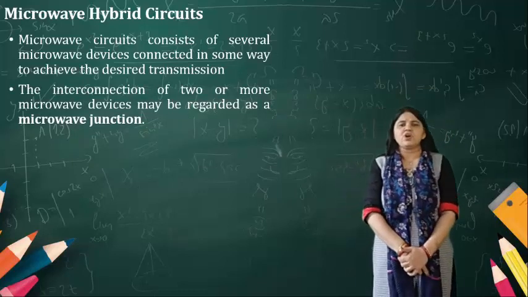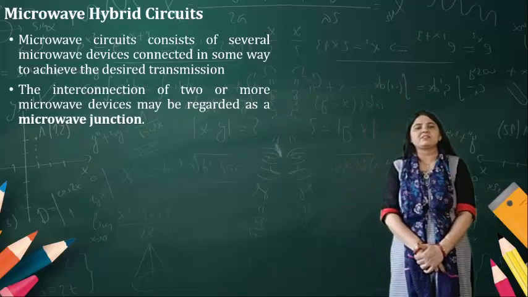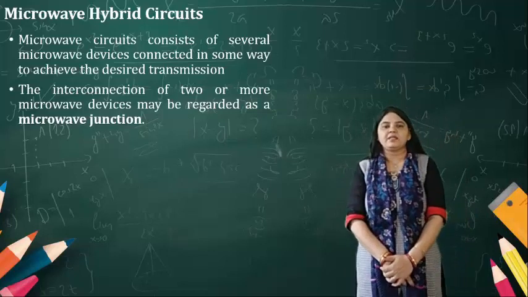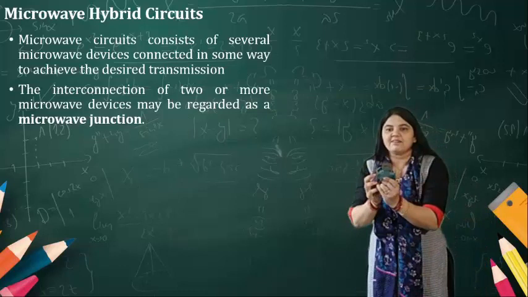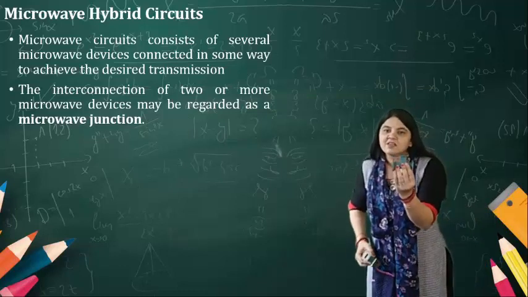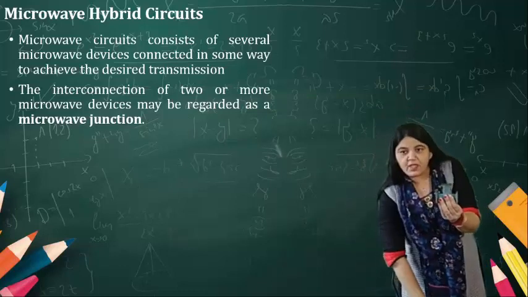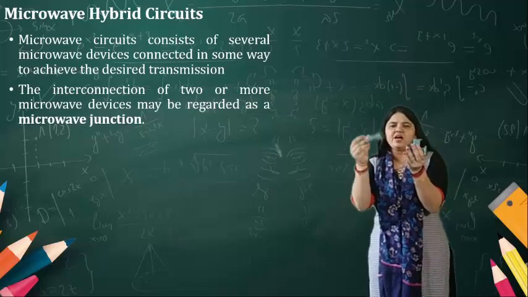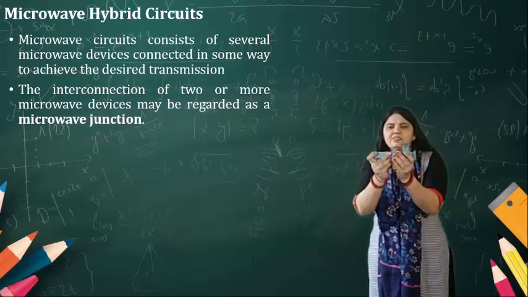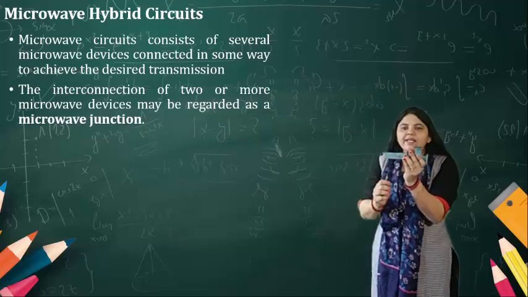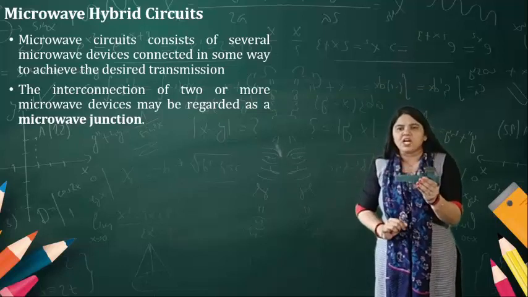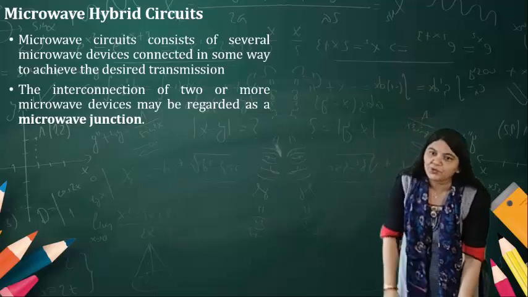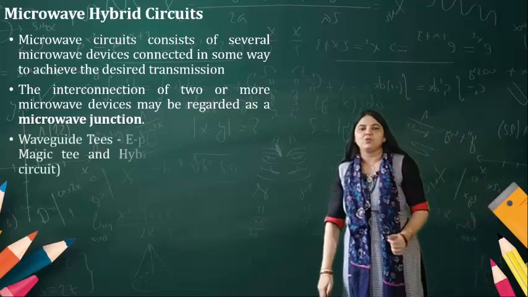The interconnection of two or more microwave devices may be regarded as a microwave junction. So now you can see that this is my one component. What I want to do is connect it with the other component. Similarly, the other component you are connecting. So you are establishing the microwave junction. So how are these microwave junctions used?